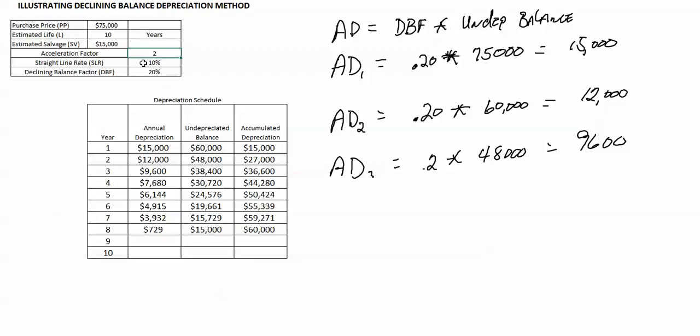Remember, the straight line rate is simply 100% divided by the estimated life so that you get a constant amount each year when you're doing straight line. And then the declining balance factor is your acceleration factor times the straight line rate.